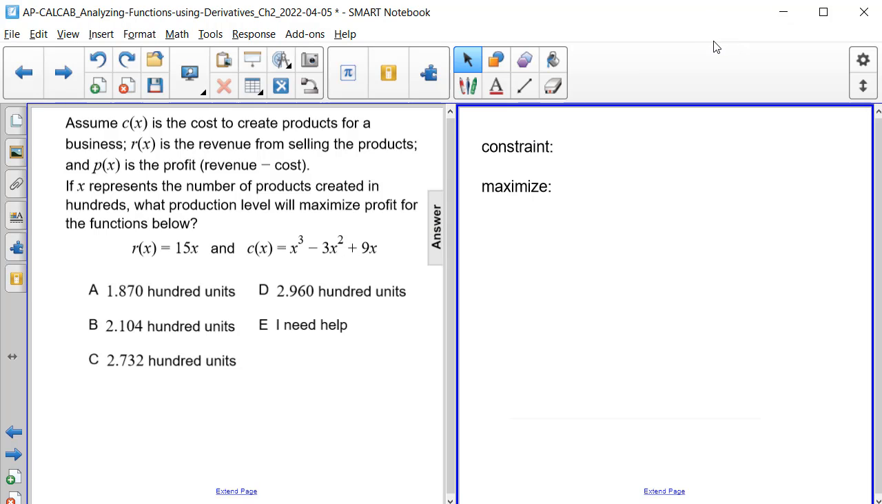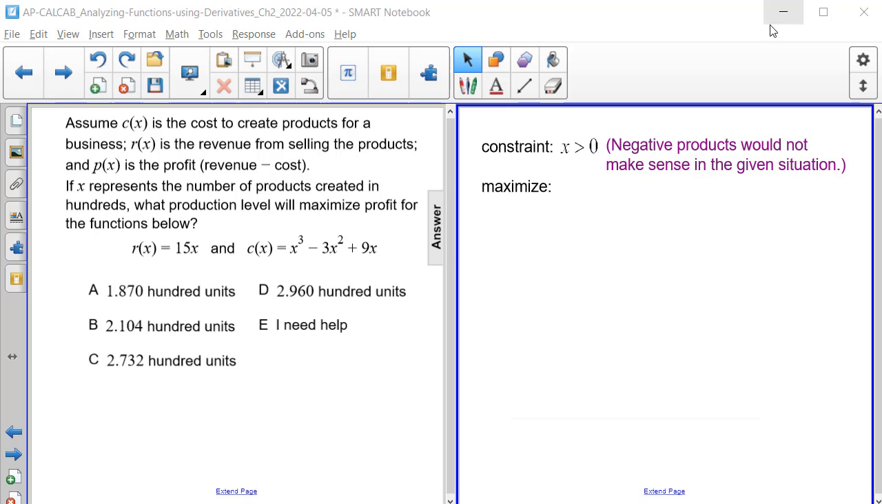Well, the first step when solving optimization problems is to assign variables to unknown quantities and draw pictures if needed. Since this is a profit, or revenue minus cost, problem, we don't really need to draw any pictures. So let's go on to the next step, which is to define the constraints for your variables, if there are any. The constraints for our x values: x is going to have to be greater than 0 because otherwise the revenue is going to be negative, and negative products would not make sense within the given situation.